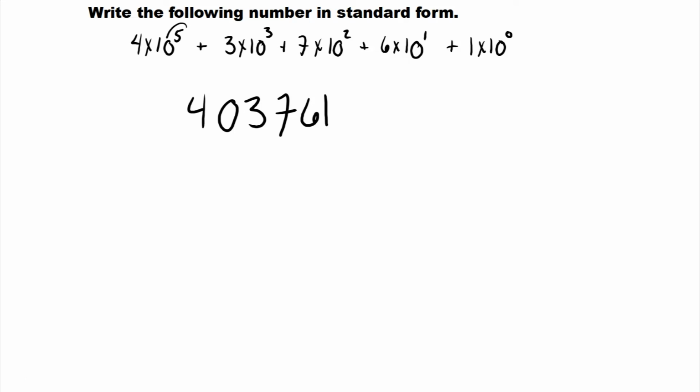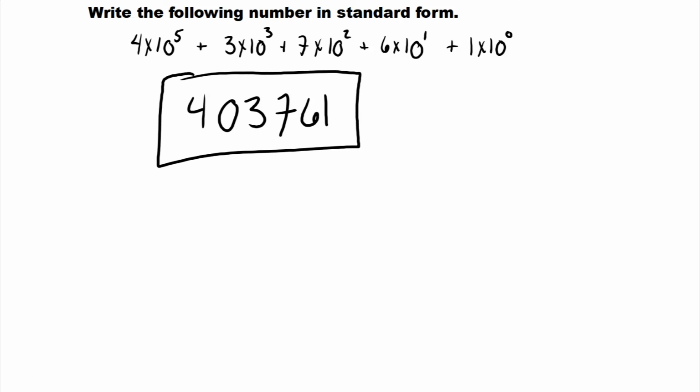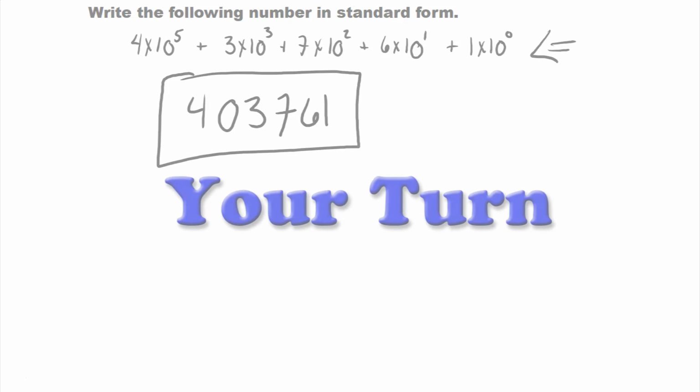So just to recap, we're going to have 5 spaces after the 4, and we've got 1, 2, 3, 4, 5 spaces. 3 times 10 to the third, there should be 3 spaces after the 3, and there are 3 spaces after the 3. So I feel fairly confident in saying that that is the number that is the standard form of this equation. Now it's your turn.